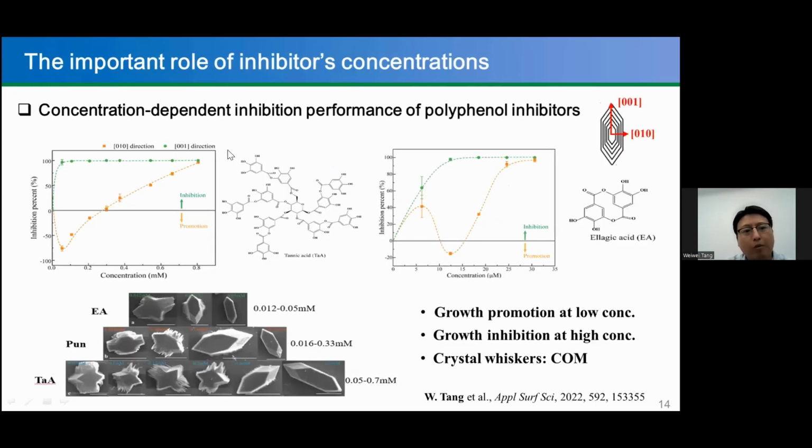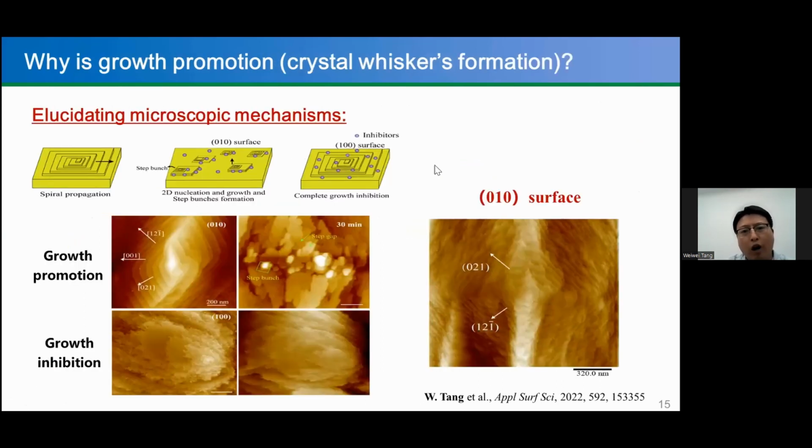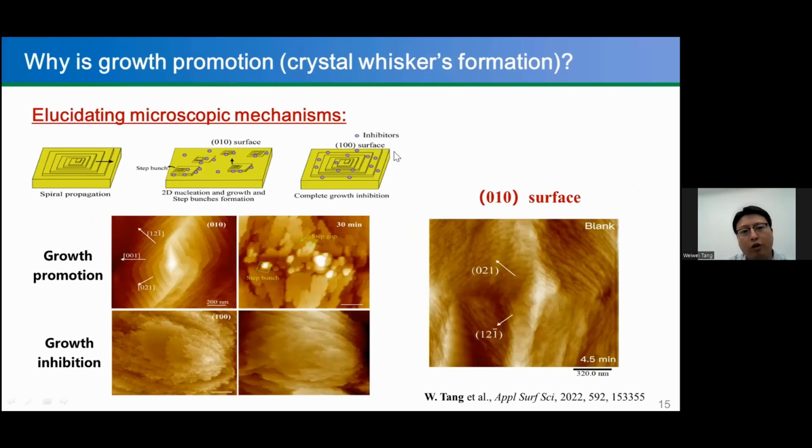Interestingly, we observed a concentration-dependent inhibition performance of polyphenol inhibitors. While gallic acid is a potent inhibitor, it displays growth promotion at low concentrations, whereas we observe the formation of crystal whiskers on the side 010 surface. Similarly, another acid can also display growth promotion at low concentrations. So we are curious about why the inhibitors can promote crystal growth.